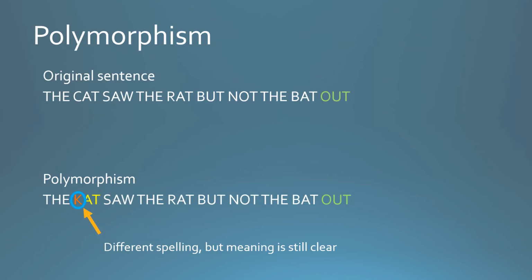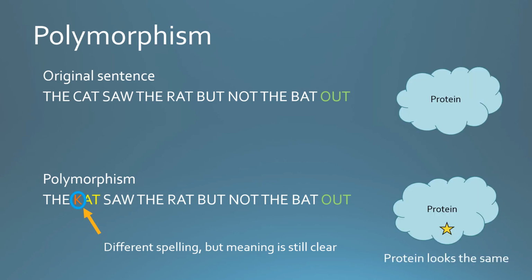Okay, so the first type of change we're going to illustrate is a polymorphism. So an example of this would be if you change the spelling of cat and spell it with a K rather than a C. Okay, it's a little bit different, but the meaning of the sentence is still clear. Everyone's going to interpret it correctly. And so our protein here, which is illustrated by a little cloud, still basically looks the same as it did before.